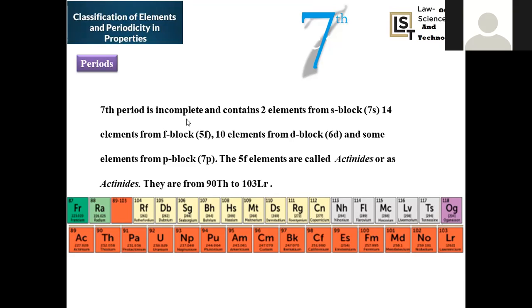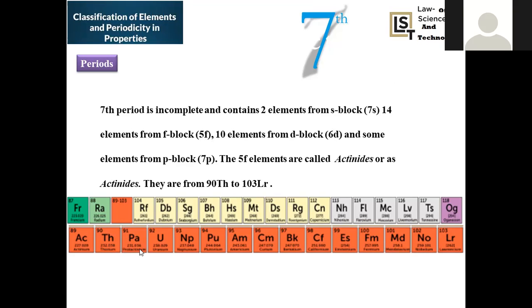Now the 7th period, in general, is said to be an incomplete one. 2 elements are given from the s block, called francium and radium. These two are radioactive metals, right? So radium is the first invented radioactive metal. 2 elements from the s block, and 14 elements from the f series.